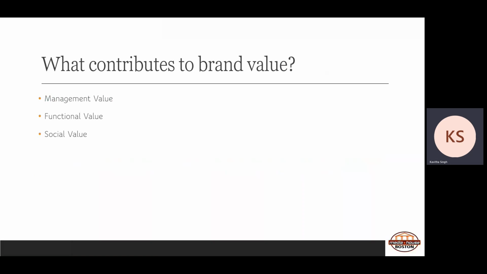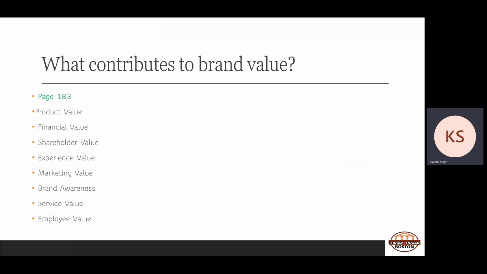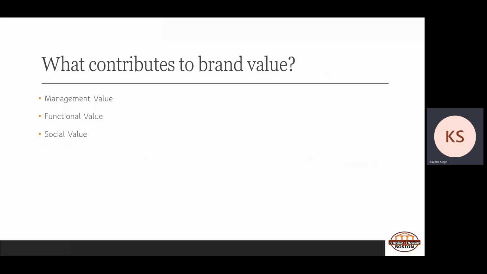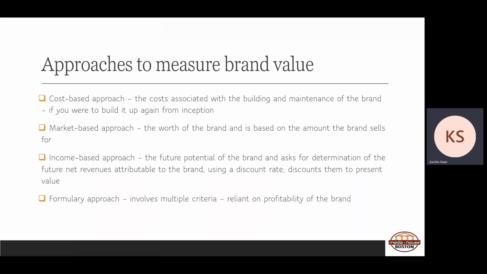Then the last three is management value. Then we have functional value and social value. So social value would speak to corporate social responsibility, and we've touched on that, is the impact that organizations who are financially sustainable are actually contributing to communities. And then, so these ones on page 183, 184, and 185, you can actually read through in detail.